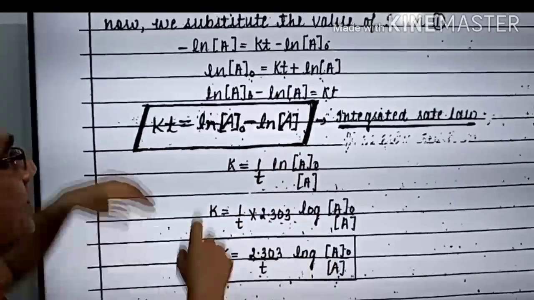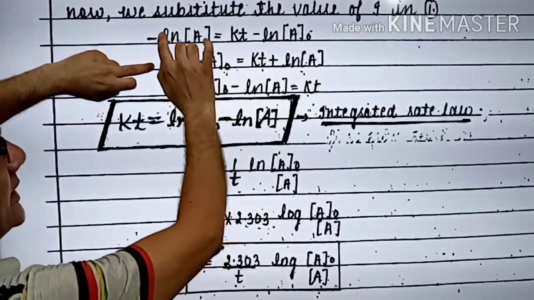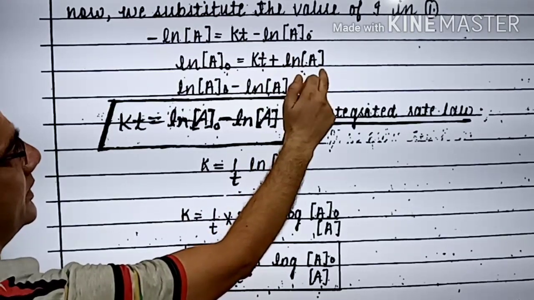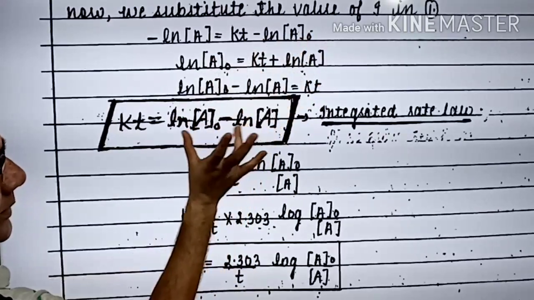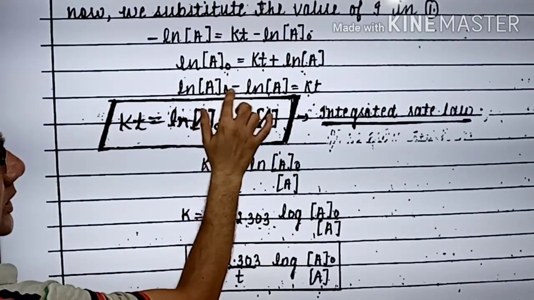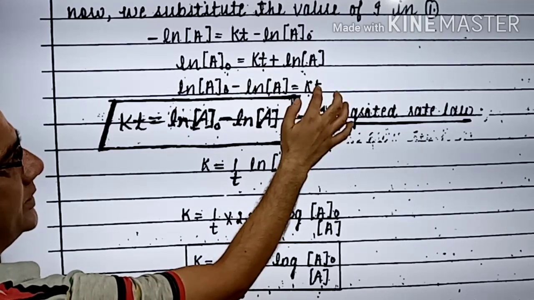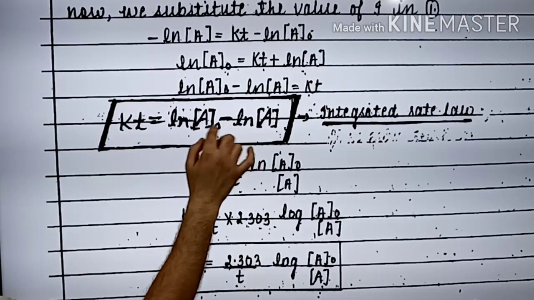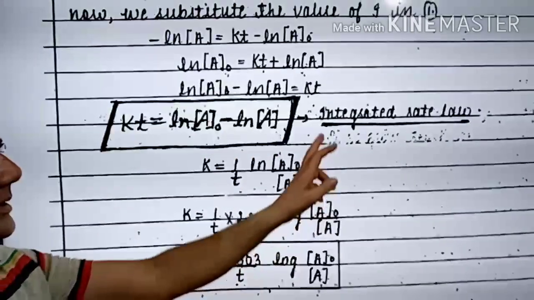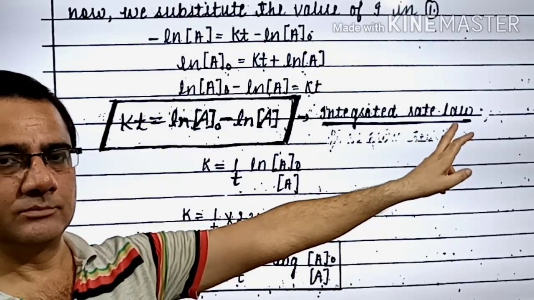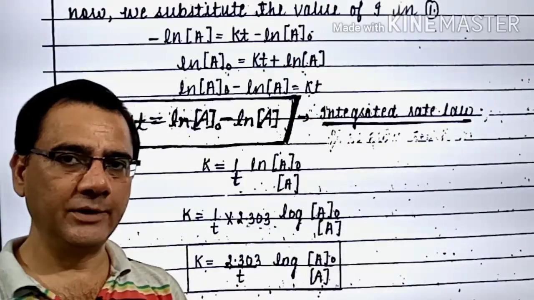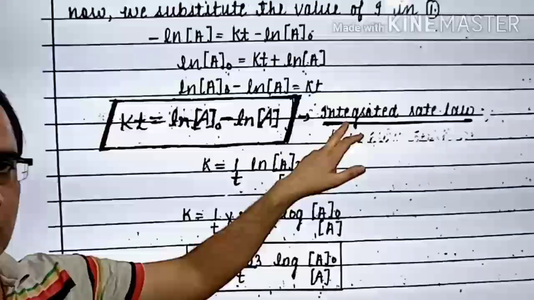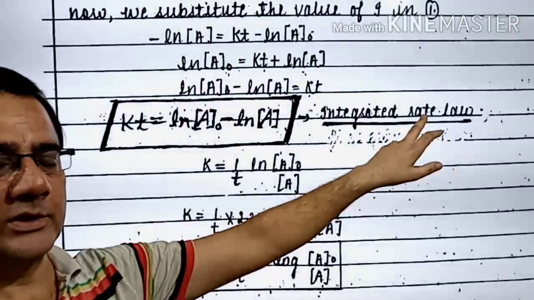Now we have to rearrange it left to right. This negative we bring this side, this negative we bring this side. So ln A initial is equal to Kt, and this comes this side, ln A. Now both A and A we bring together. So ln A initial minus ln A is equal to Kt. So Kt is equal to the same thing we write this side: Kt is equal to ln A initial minus ln A, and this is called the integrated rate law. So, one mark question: differential rate law for the first order reaction. Next, one more one mark question: integrated rate law for first order reaction.